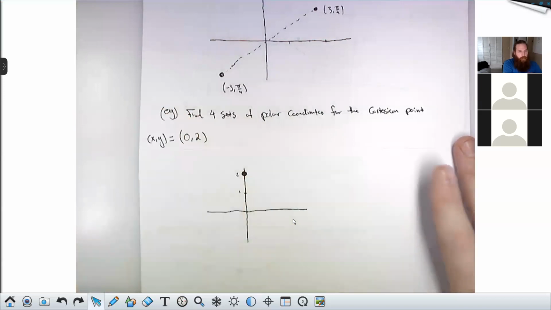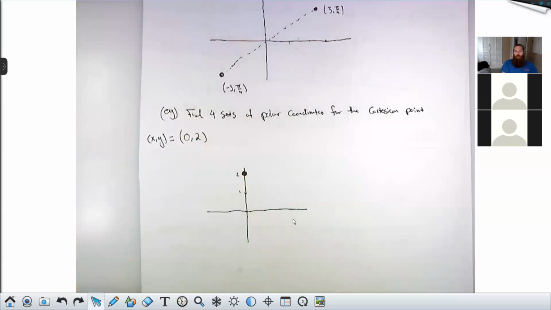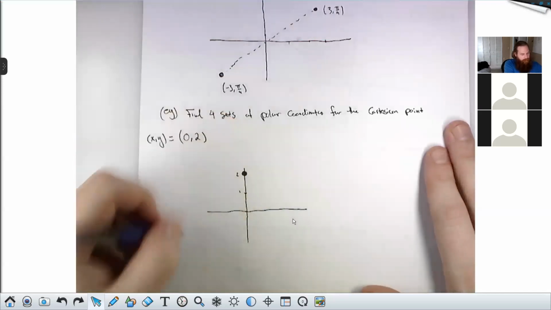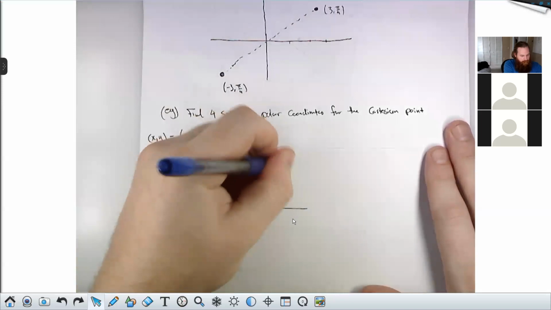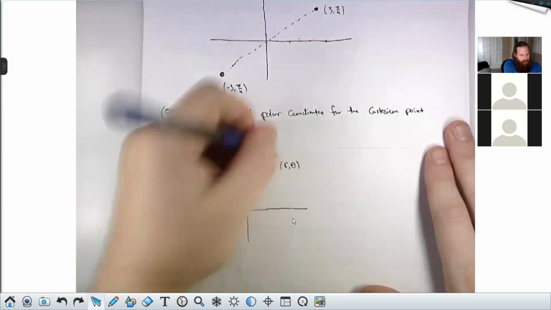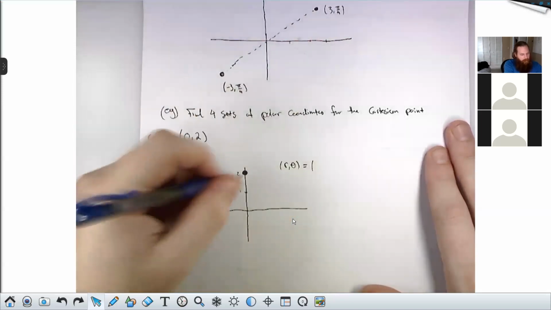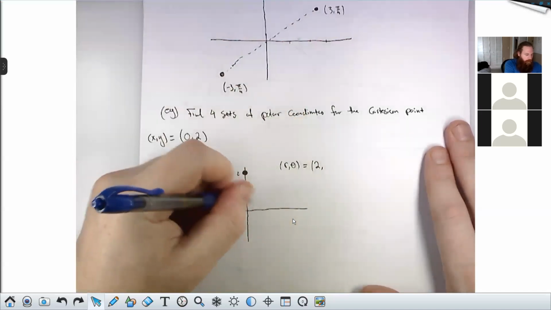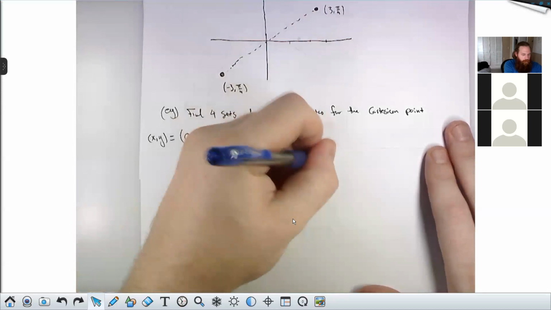So the most natural set of polar coordinates for any point have r positive and theta between 0 and 2 pi. If you force r to be positive and you force theta to be between 0 and 2 pi, then polar coordinates actually are unique. So I would say one set, r comma theta, that works here. The distance from the origin is clearly 2, and the natural angle, the most obvious one, is pi over 2.